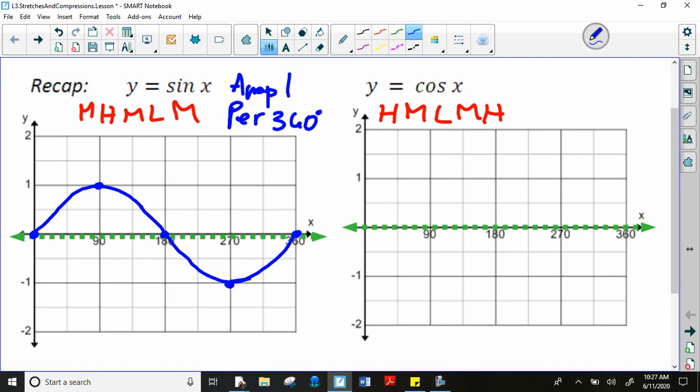Okay. And then we'll go cos. High, 90, middle, low, middle, high. So this is like the sine curve, it's just a different part of it. Like if we were to continue going up, see how it's all the same thing.